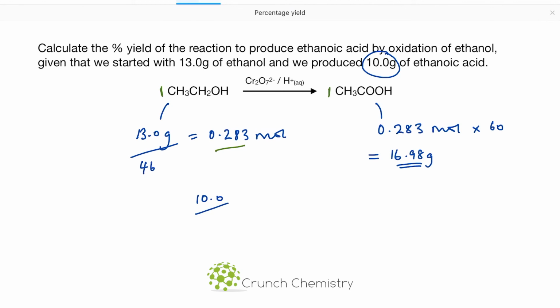so how much we actually made, divided by how much we could have made, multiplied by 100, and that comes out at 58.9%. The percentage yield for this reaction is 58.9%.